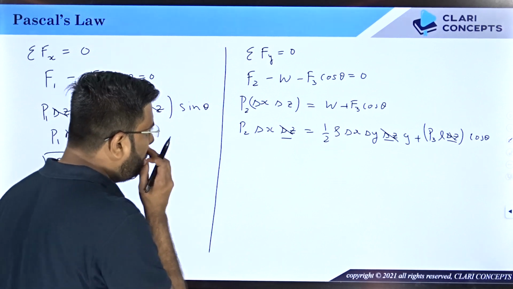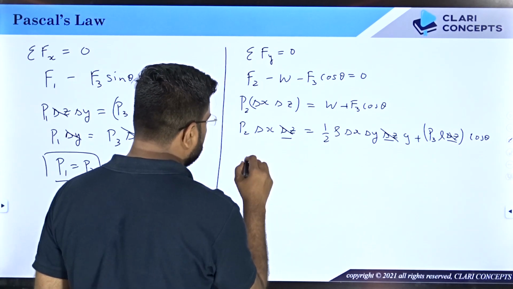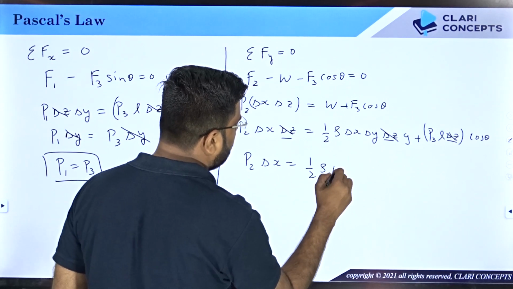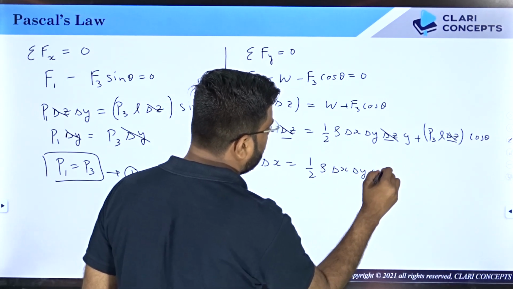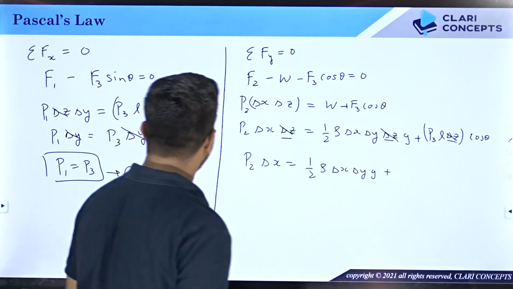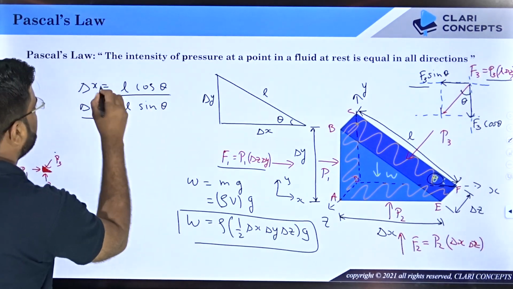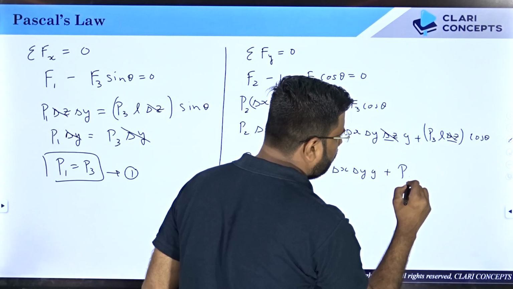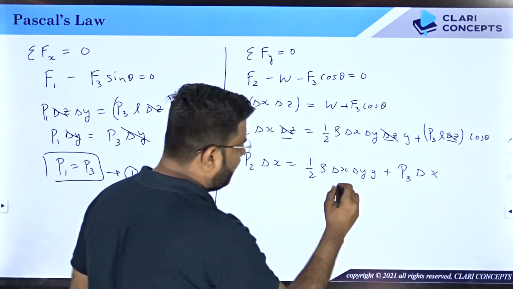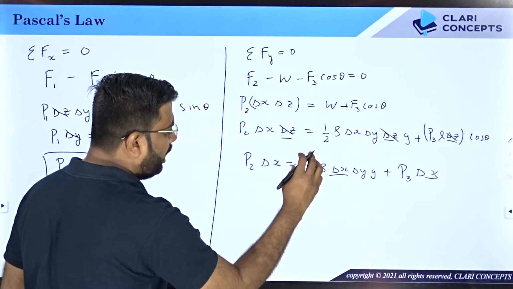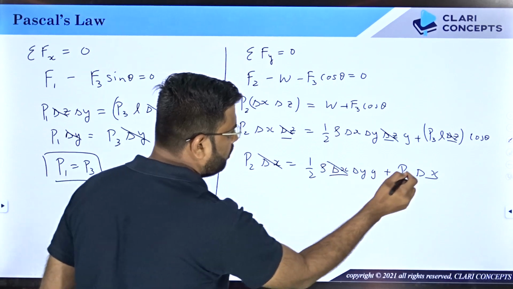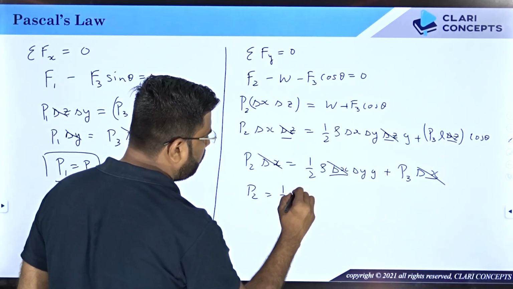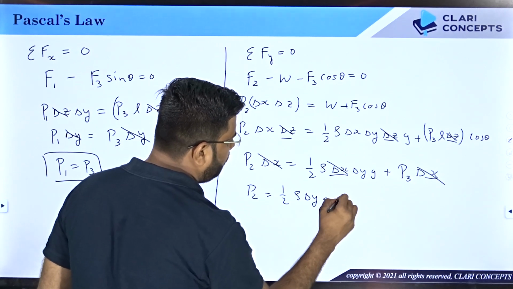Yes. Now if you look at this term, this is P2 delta x equals 1/2 rho delta x delta y g plus, what is L cos theta? What is L cos theta? It is delta x. So L cos theta is delta x, so I will put P3 delta x. So again take delta x common from the right hand side and cancel it with this. Yes, so what you are left with is P2 equals 1/2 rho delta y g plus P3.